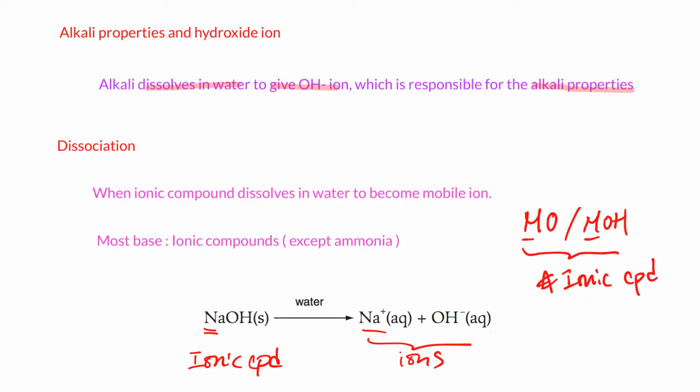But we do have exceptions, we have ammonia, which is not an ionic compound. Ammonia is NH3, consisting of non-metal only. So most of the time, when we have base or alkaline, we put it in the water. For alkaline especially, because base is insoluble in water. So when you put alkaline into the water, it dissolves, and it dissociates in the process to give the ions.